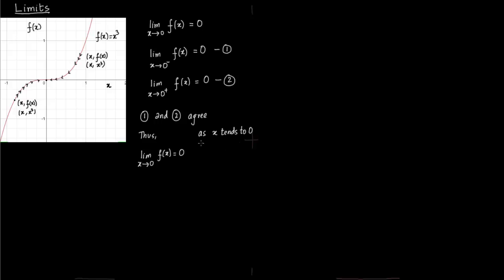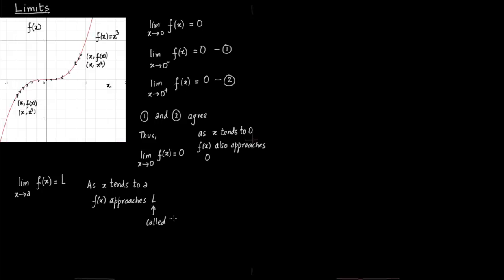So we say as x tends to 0, f of x also approaches 0. Again, f of x is nothing but x cube here. In general, you could have any function f of x. It could be x plus 1, x square, or anything. So when you say the limit as x goes to a of f of x equals L, what it means is as x tends to a, f of x approaches the value of L. And this L is called the limit of f of x.